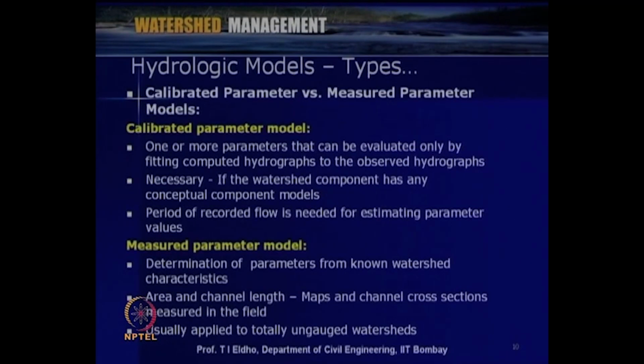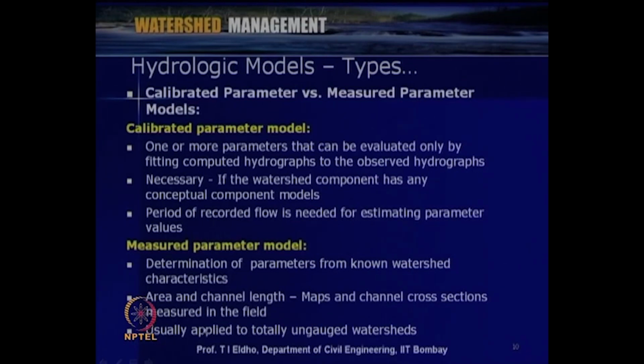Then another classification is with respect to calibrated parameter versus measured parameter models. A calibrated parameter model means one or more parameters that can be evaluated only by fitting computed hydrographs to the observed hydrograph. So, here we can calibrate various parameters based upon the observed data, and we try to fit with the computed hydrographs. This is necessary if the watershed components have only conceptual component models. So, the period of record flow is needed for estimating the parameter values.